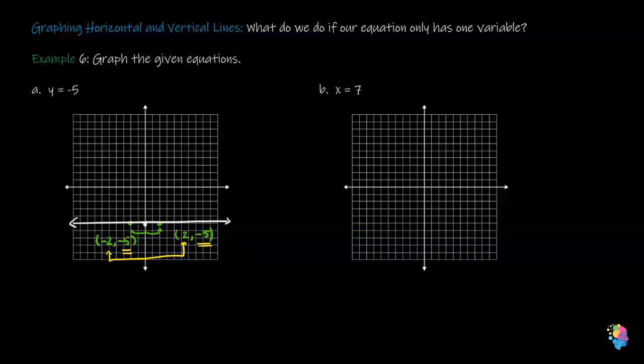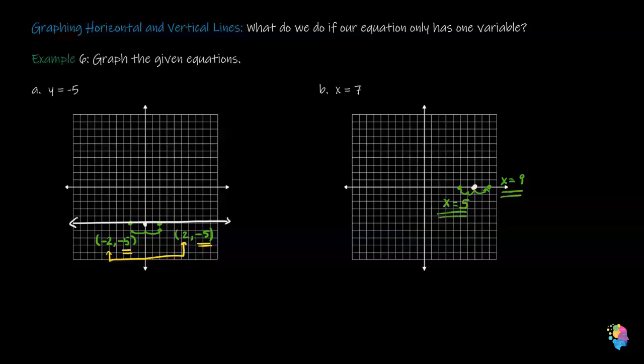Let's try B. B is telling us that they want x equal to 7. So let's plot that one first. X is equal to 7 on the x-axis, moving 7 to the right. And I'm going to notice that if I move to the right this time, my x's are going to change. My x here will become 9. And if I move to the left, let's say here, my x will be 5.